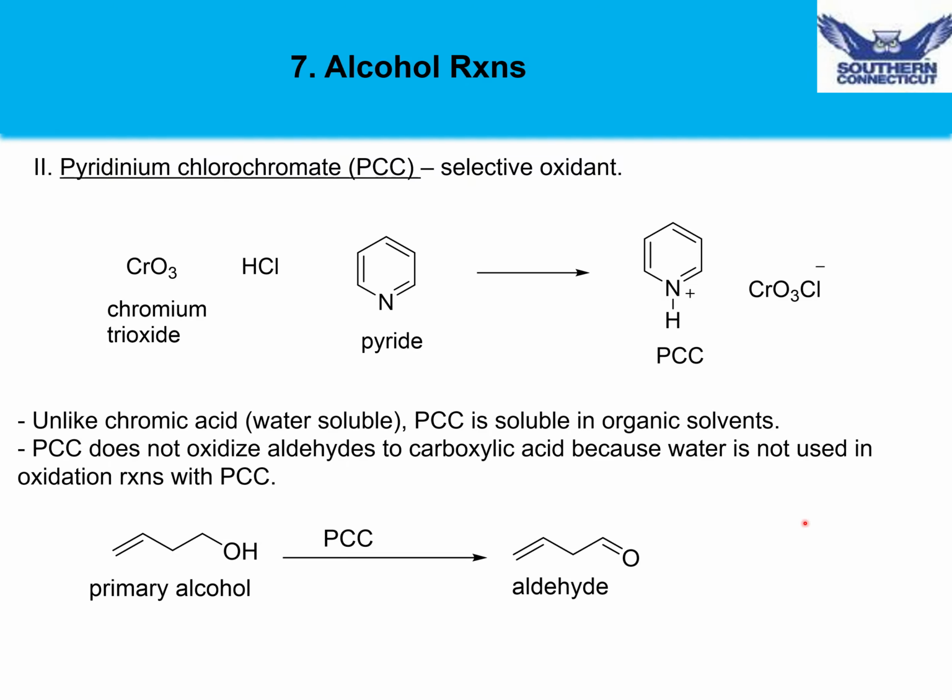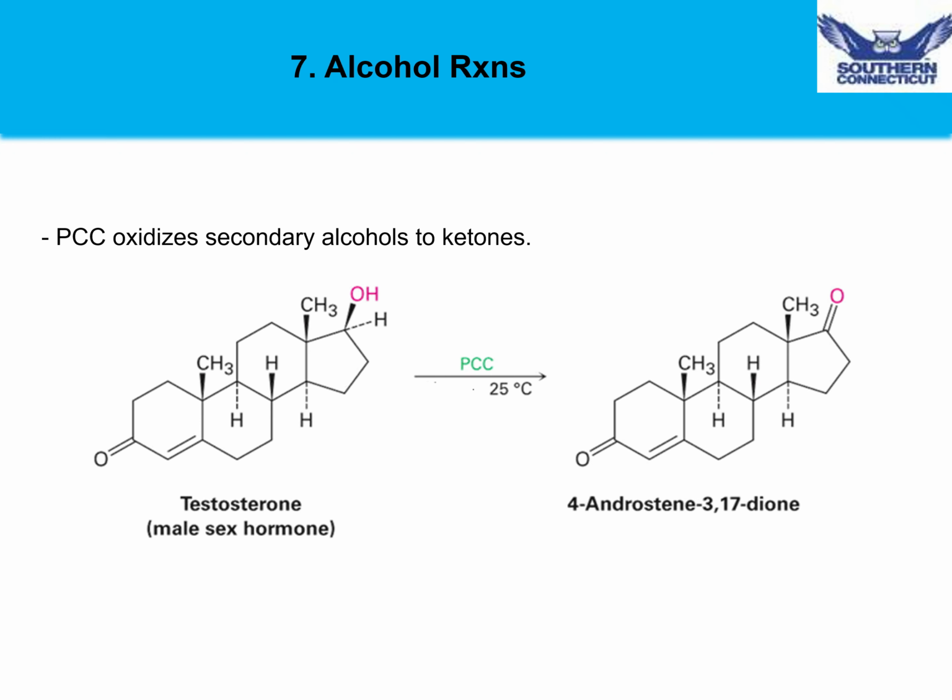You might recall chromium trioxide or sodium dichromate, which lead to eventually chromic acid, will be used to turn primary alcohols into carboxylic acids, and they do that through the fact that they are used in a water solution, which turns the aldehyde into a hydrate and then eventually into a carboxylic acid. Well, the primary use of PCC is to oxidize primary alcohols into aldehydes. It can also be used to turn secondary alcohols into the corresponding ketone, as shown by this example with testosterone.